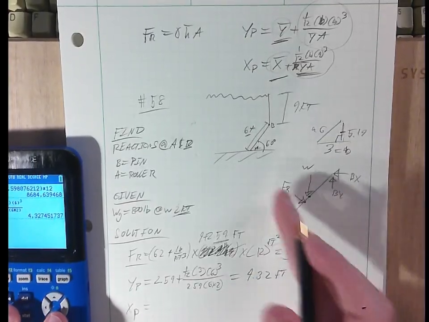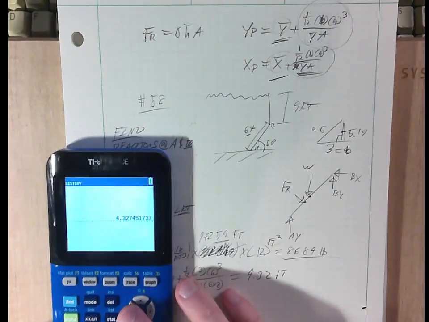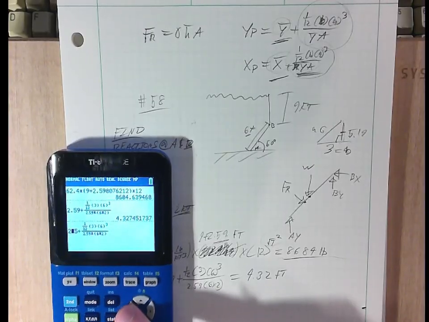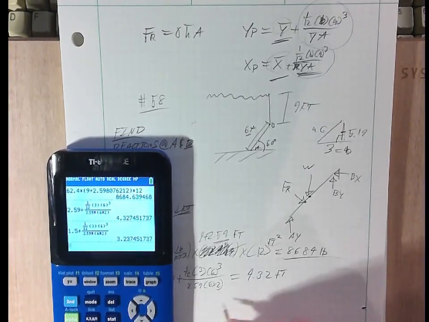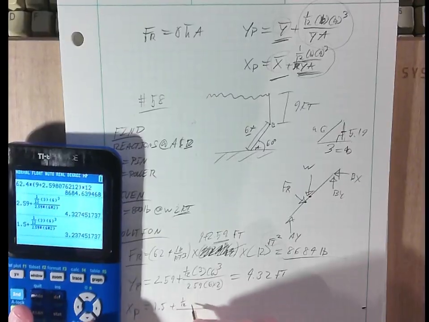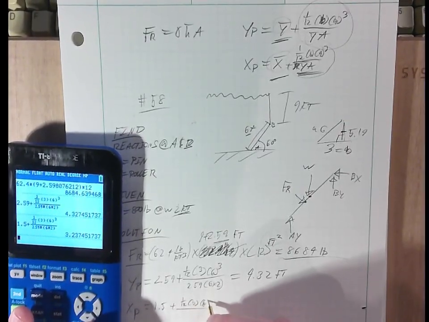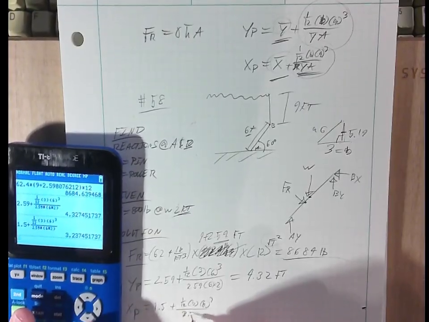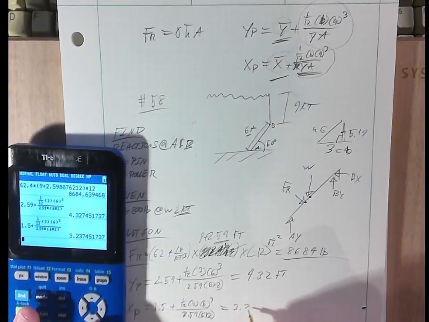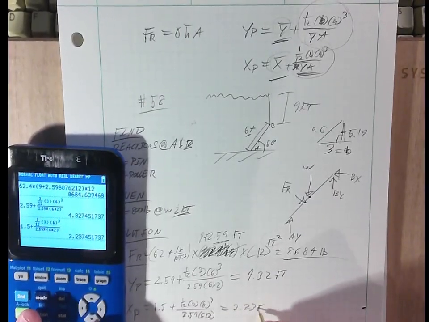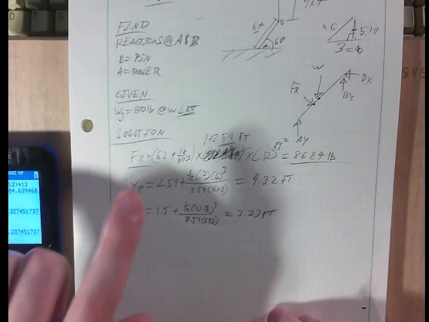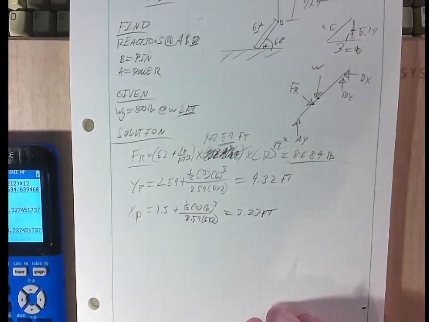This is going to be 1.5. So we're just going to come up here. Make this 1.5. It's going to be 1.5 plus 1/12, 3, 6 cubed, 2.59, 6 times 2. And that's going to equal 3.23 feet. Now we have our FR, our Y bar, our YP, and XP.